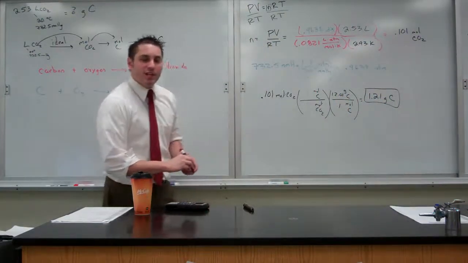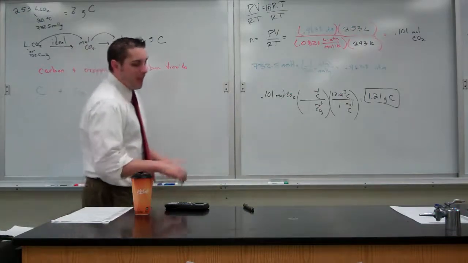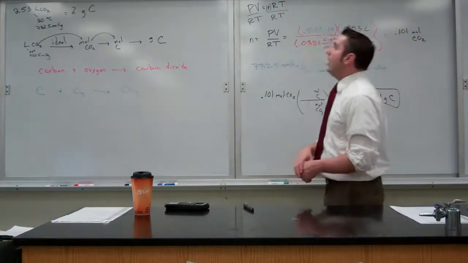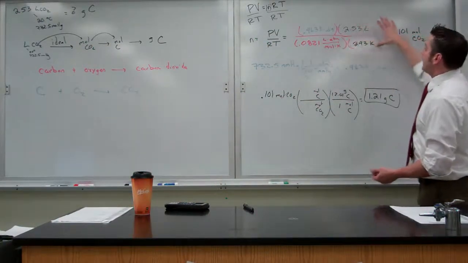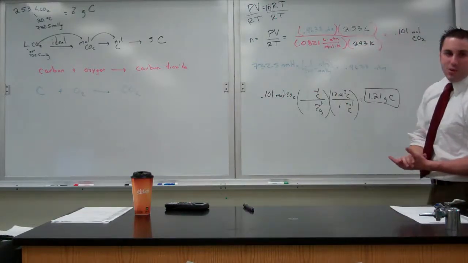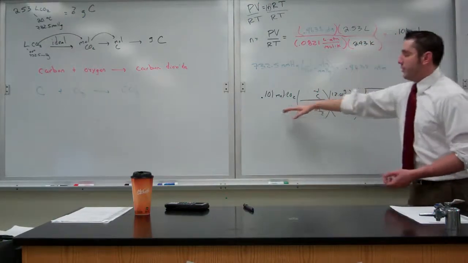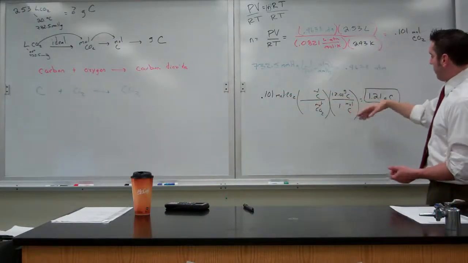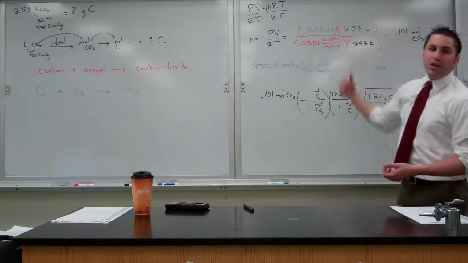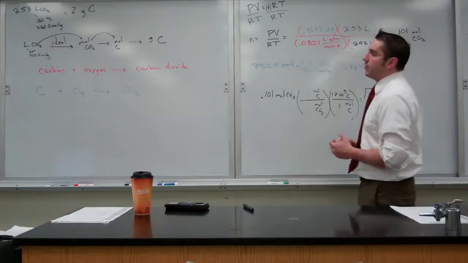And so when you start to see these identity changing problems that are not at STP, you're going to want to involve some type of ideal gas equation where you get moles to begin a conversion, or you do conversions, get moles, and then convert it into liters using the ideal gas equation.